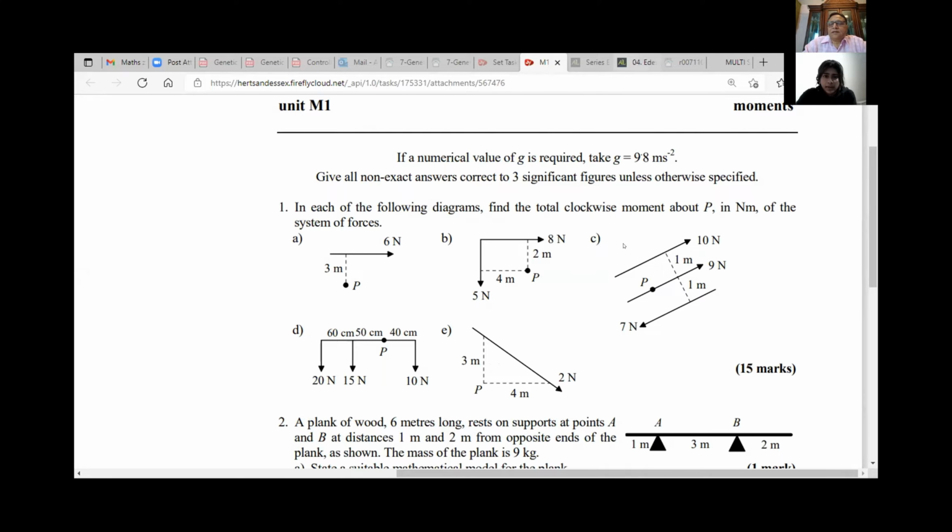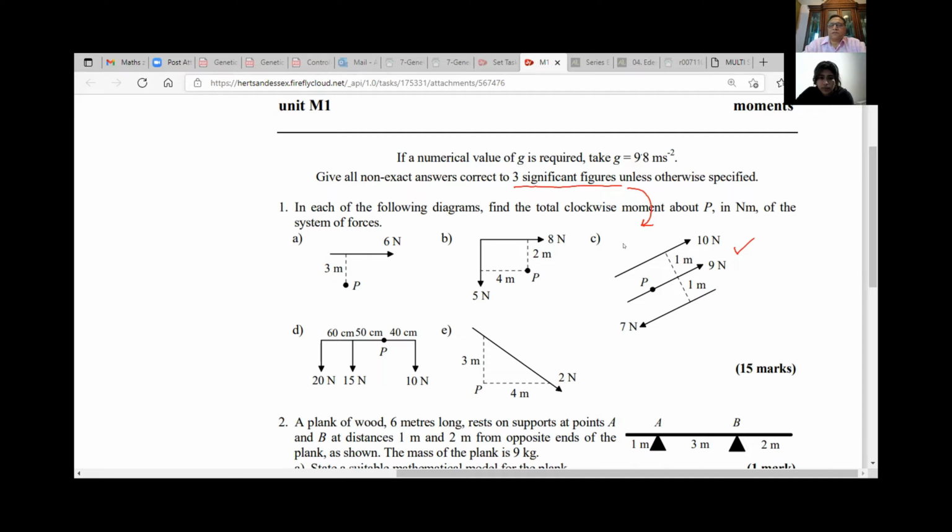So let us take this one. The question here is, well, let's read the top. If a numerical value of g is required, take g as 9.8 meters per second squared. Give all non-exact answers correct to three significant figures. Very important to understand, unless otherwise specified. Question number one is, in each of the following diagrams, find the total clockwise moment about P in Newton meters of the system of forces, correct?